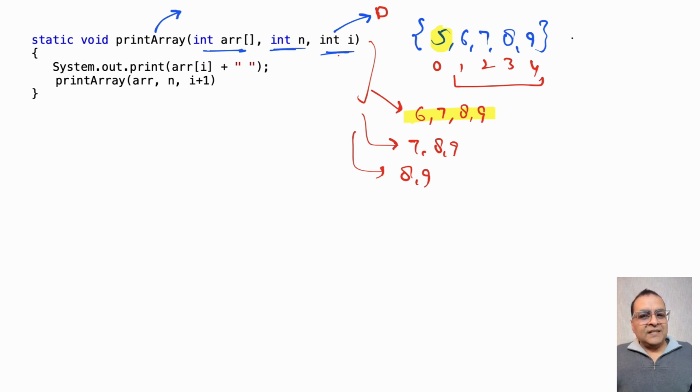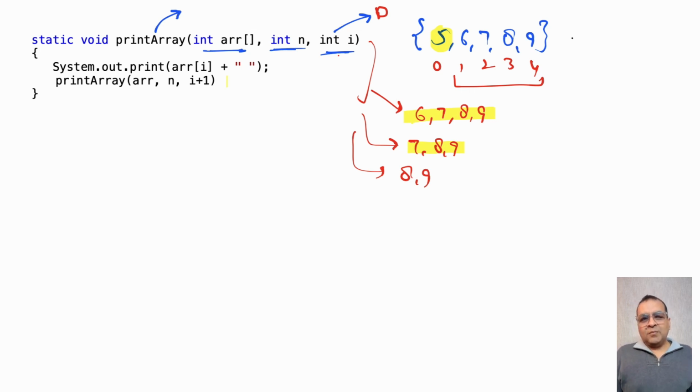That function will print 6 and then it will call the function for I equal to 2, which is responsible for printing 7, 8, 9. That function will print only 7 and then call the function for 3, which is responsible for printing 8 and 9. So every function in this recursion is printing the ith element and delegating the responsibility of printing the entire array starting from index I plus 1 to the recursion itself.